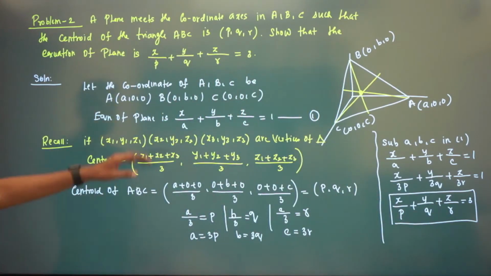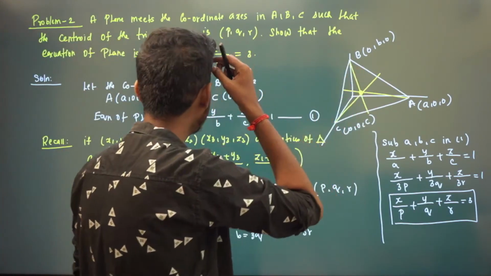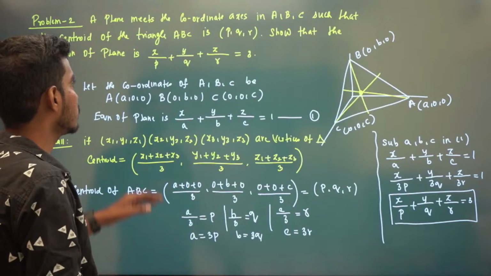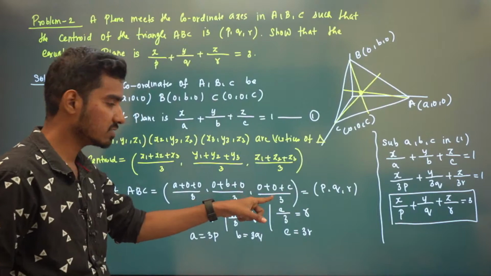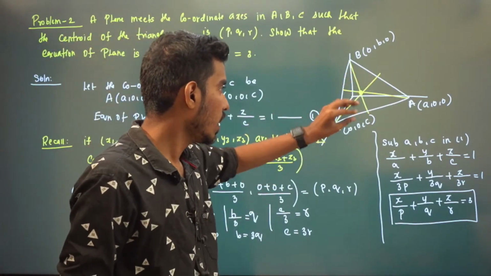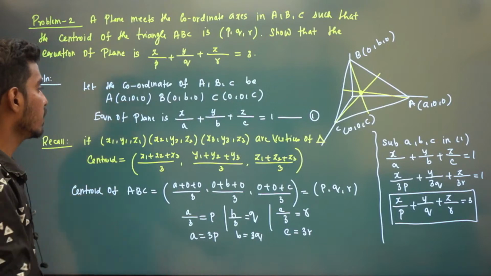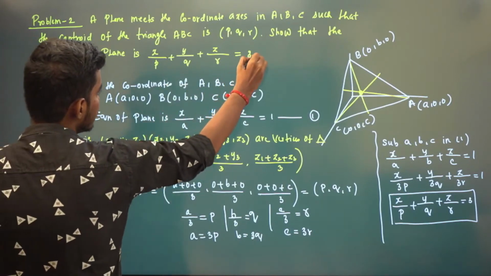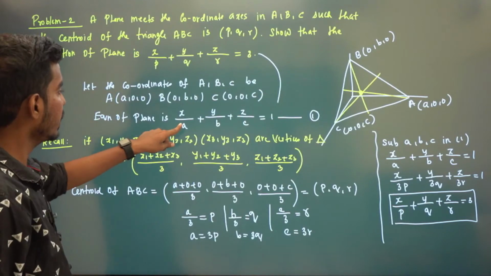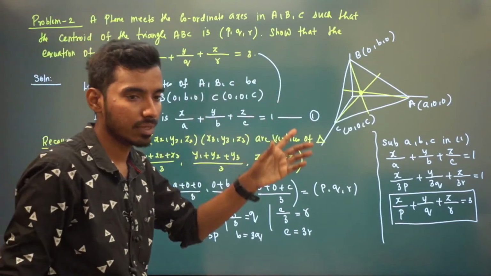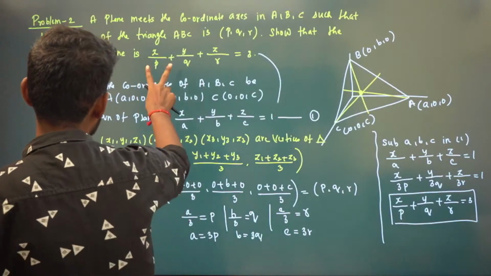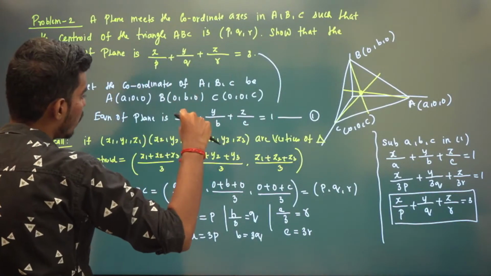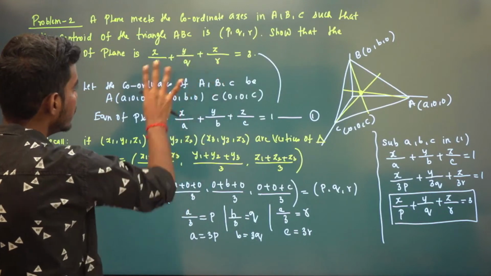A plane meets the coordinate axes in a, b, c such that the centroid of the triangle is (p, q, r). Very simple. That is (a by 3, b by 3, c by 3) is the centroid of this ABC, and that is equal to (p, q, r). See, you just have to see this and this. We need to find a, b, c in terms of p, q, r because we need to prove this. But here we have a, b, c, so my aim is to convert this a, b, c in terms of p, q, r.